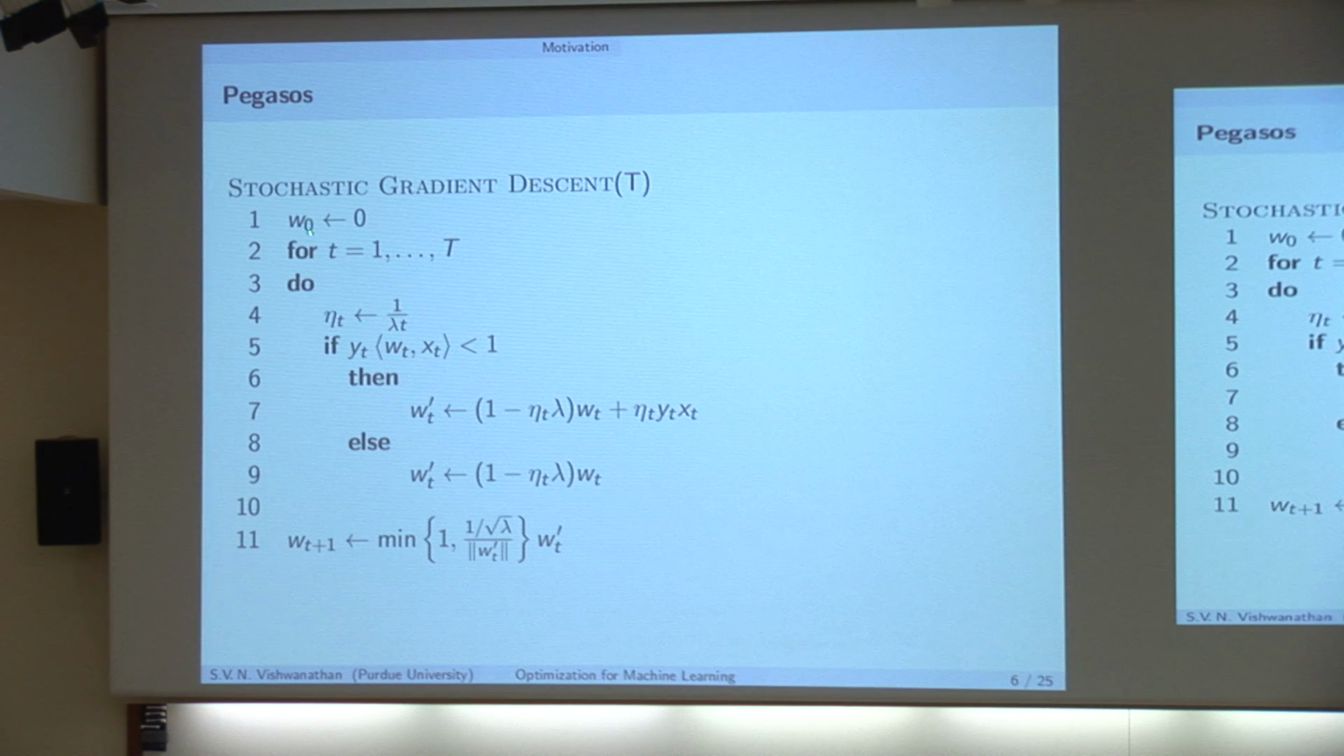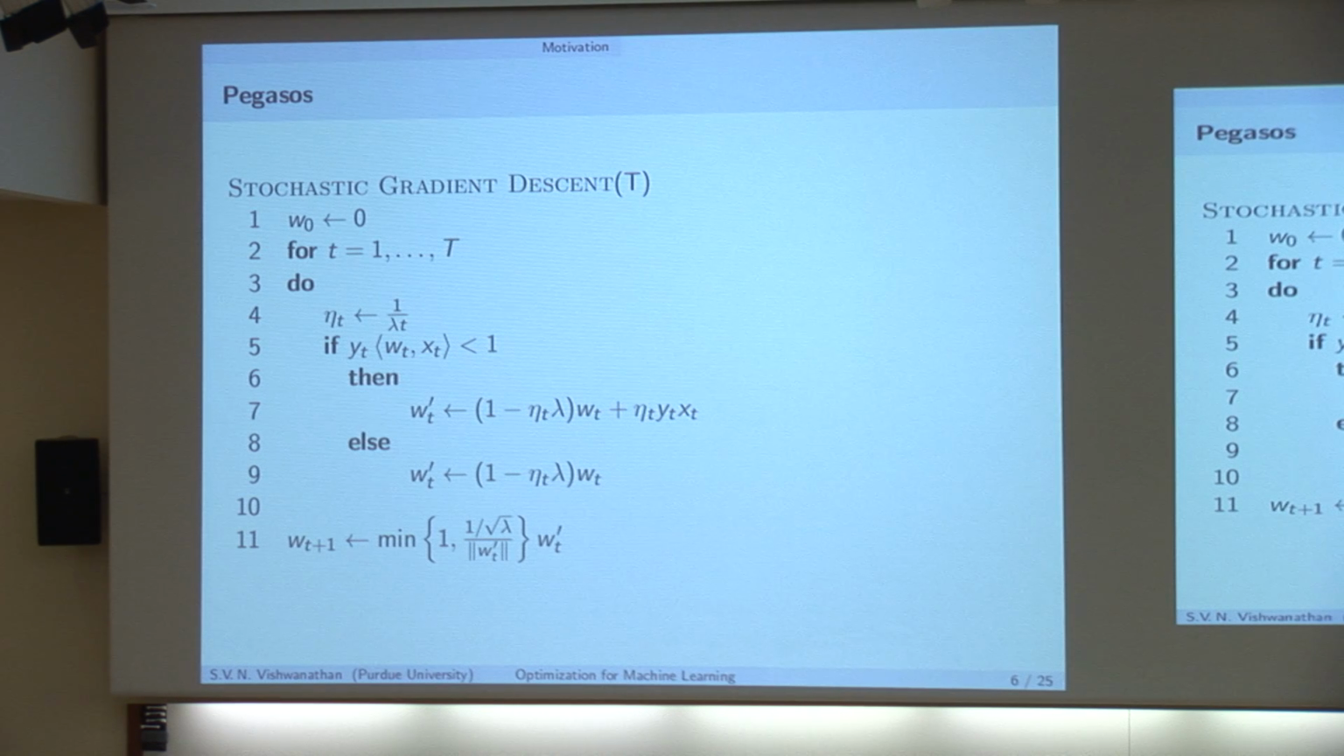It starts with a weight vector W0. At every iteration, it has this thing eta t, which we will call the step size. It checks whether your prediction on the current data point is correct. If the prediction is less than 1, which means you are making some sort of error, then a certain update is done to the weight vector, and if you get it right, then a certain other update is done. And then once you get this weight vector, you take its norm and shrink it. This is the shrinking of the norm, and that's how you get your next weight vector.